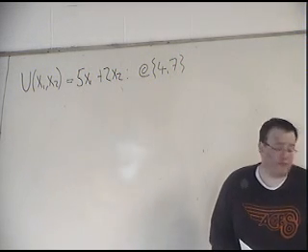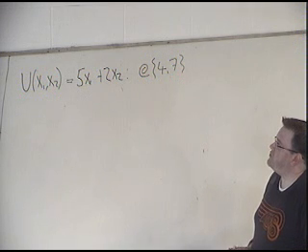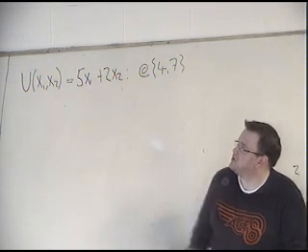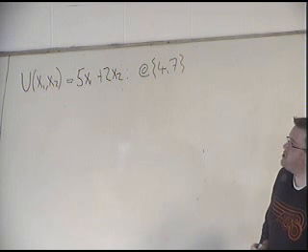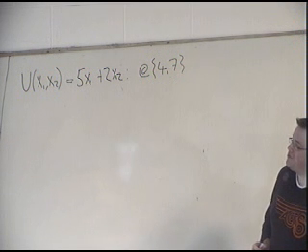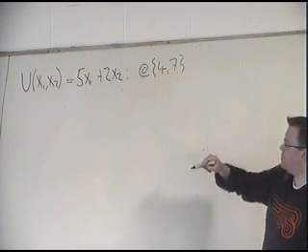So we want to get a couple of things from this utility function. First, we want to get the level of utility at a specific bundle. So we have u of x1 and x2 is equal to 5 times your level of x1 plus twice your level of x2. We want to know what it is at this bundle.